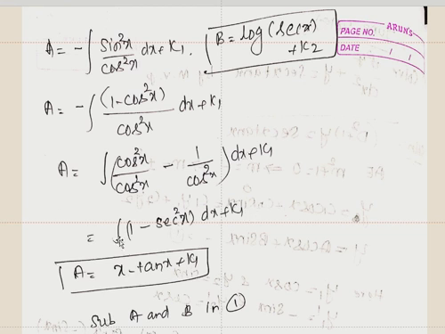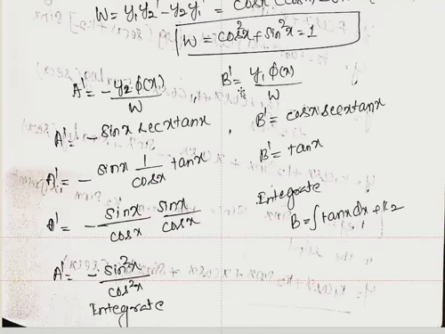That is equal to the integration of the constant, which is the constant into x. Therefore 1 into x is x minus the integration of secant square x, which is tan x, plus k1. Therefore this is A. Similarly we can find out B. Therefore B dash is equal to cos x into secant x into tan x.